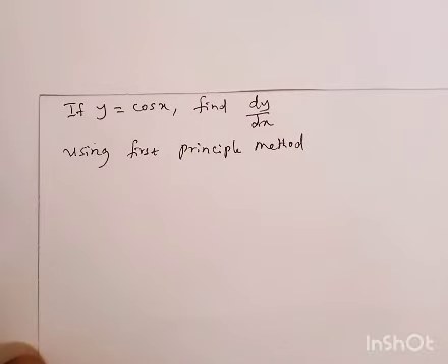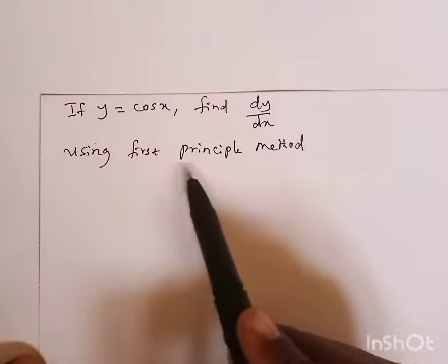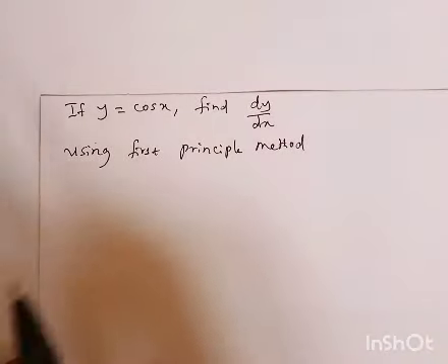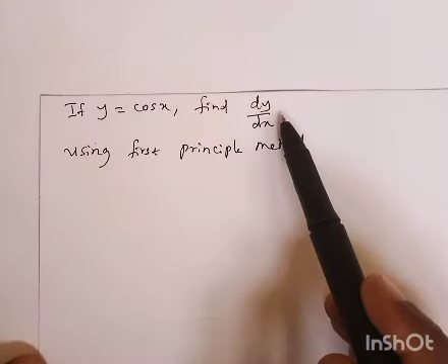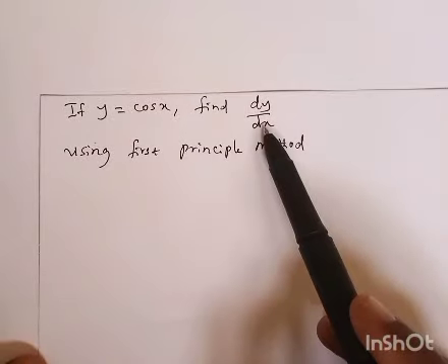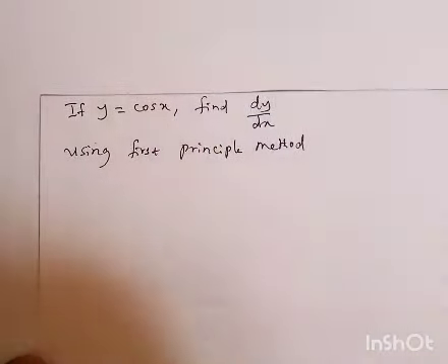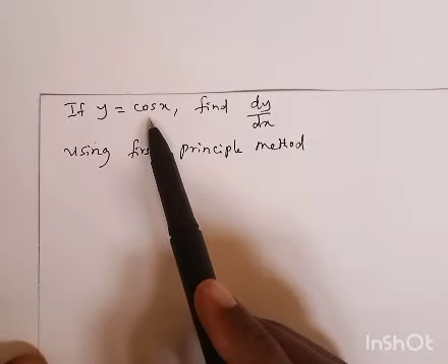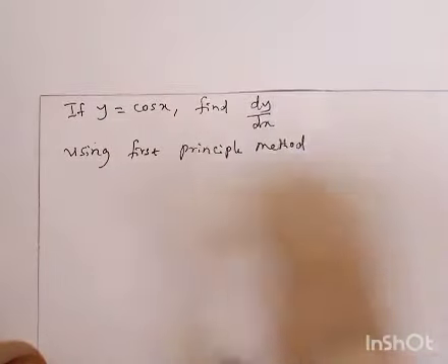In this video, we are going to find the derivative of cos x using first principle method. The question says if y equals cos x, find dy over dx using first principle method. So finding dy over dx means to find the derivative. We all know that when you differentiate cos x, it will give you minus sine x. So we are going to prove that using first principle method.